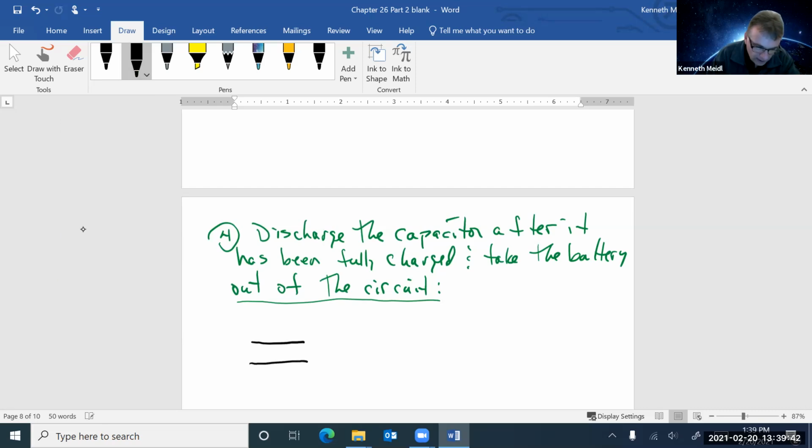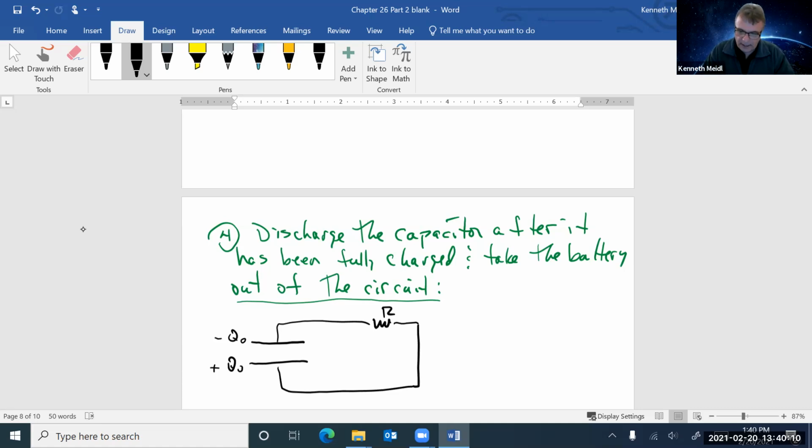I've got two plates, and maybe one plate has got like minus Q0 on it, and this plate has got plus Q0. And when I say Q0, that's at the start of this, and at the start of this, that's Q max. And then maybe the charged particles will go through some sort of resistor, call that R. And so, this showed up in the lab with capacitors, that you charge up a capacitor, get rid of the battery, and then hook up the capacitor across a resistor, right? You always want to have that resistor there.